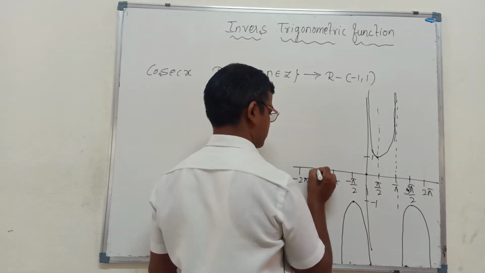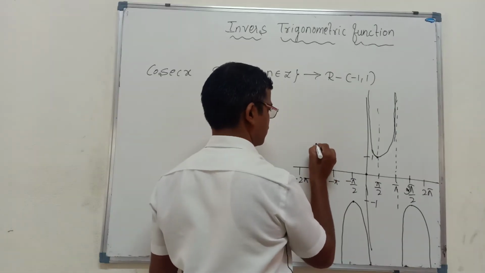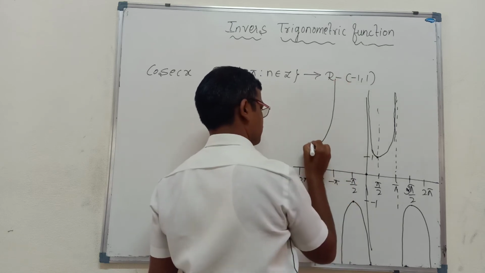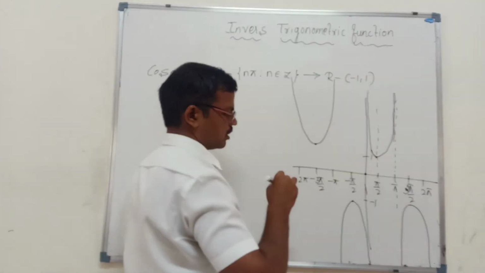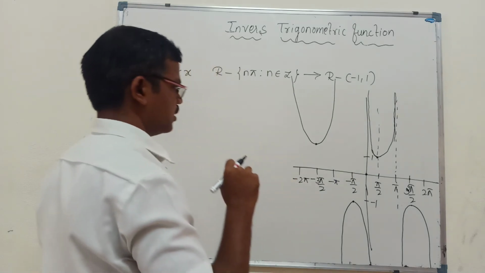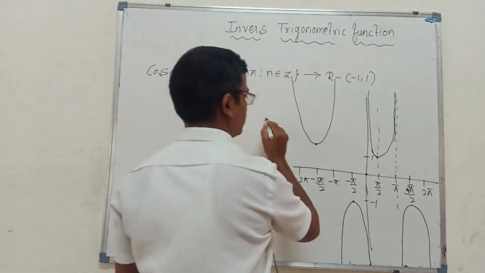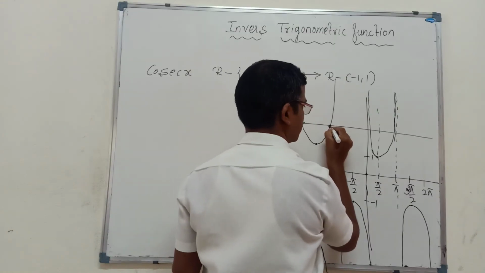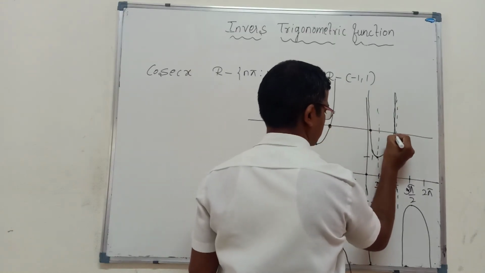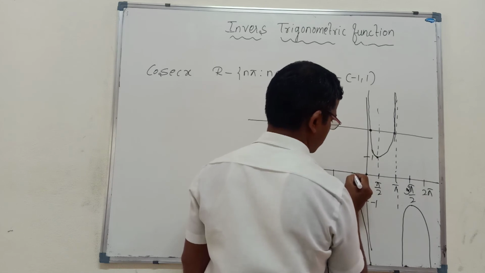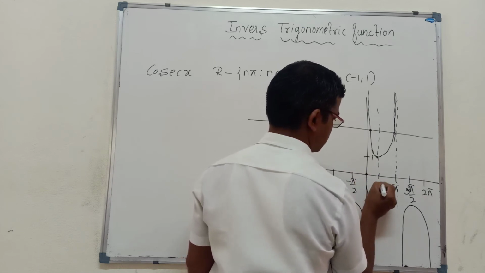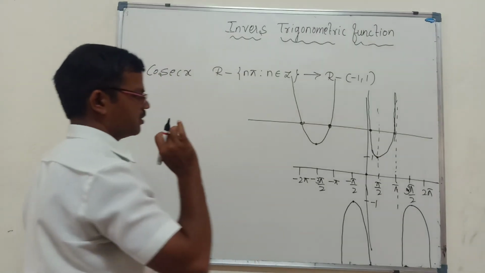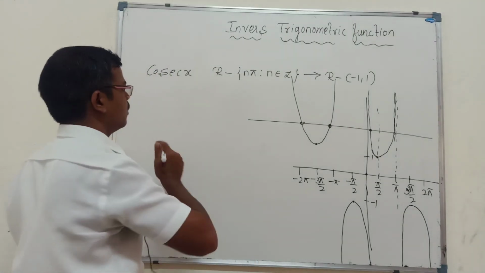Next, at minus 3 pi by 2, it is 1. And we get the graph for this like this. So this is the graph for the sec. Now we draw a parallel line. In this interval it becomes one-one. In which interval? That is minus pi by 2, pi by 2, 3 pi by 2. In this interval our cosec function is becoming one-one and onto.